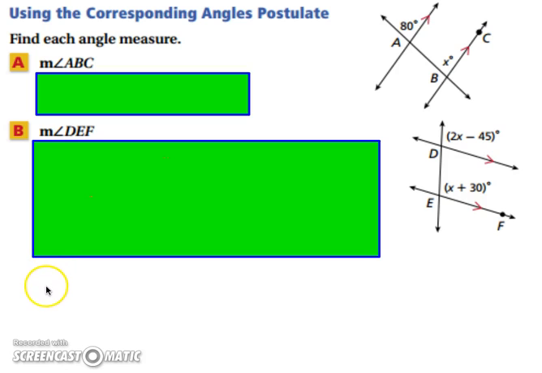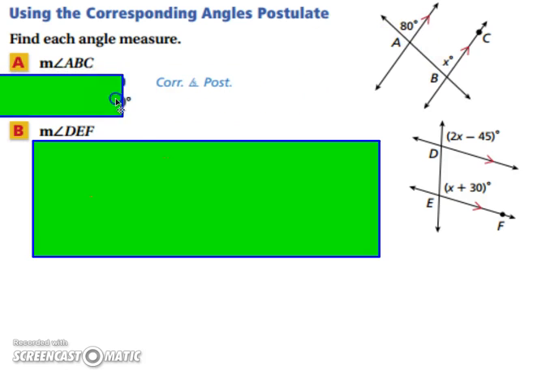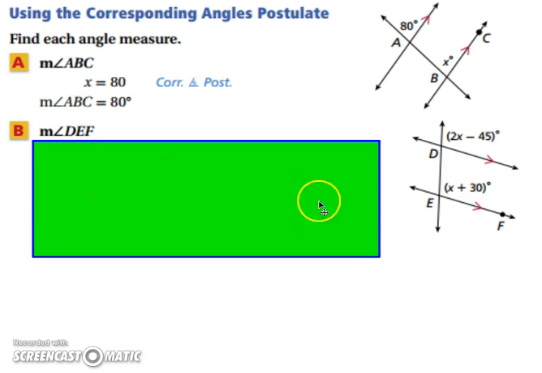Find each angle measure. We want to find the measure of angle ABC. Since this 80 degrees and our x degrees are corresponding angles, and we have a transversal cutting through two parallel lines, we know that they have to be congruent. So the measure of ABC is going to be 80 degrees. Let's look at the measure of angle DEF.